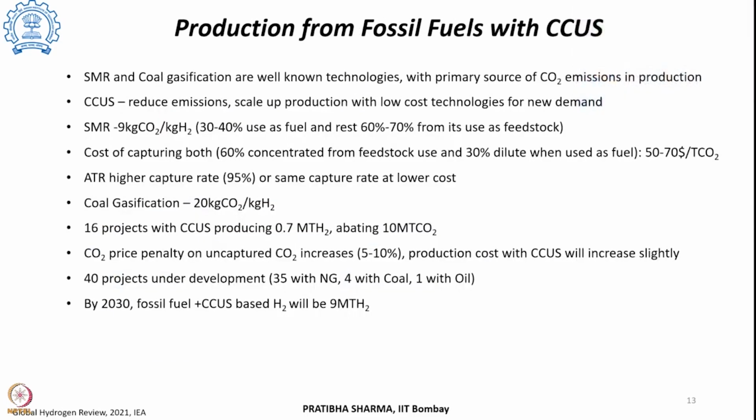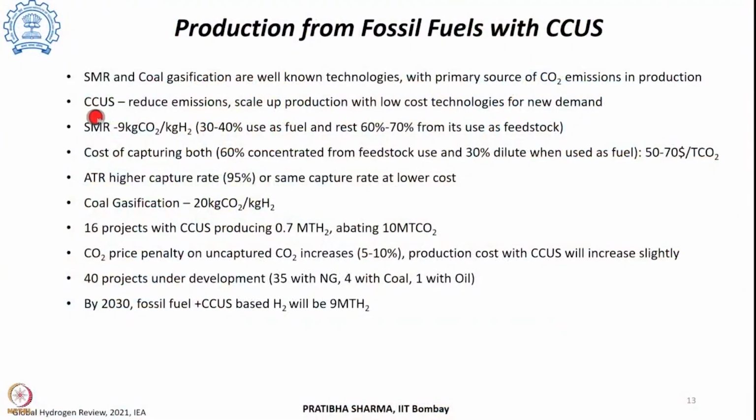Now, we know that the other possibility for a sustainable hydrogen production is that we can produce it from the fossil fuels and then integrate CCUS along with it. So, steam methane reforming and coal gasification, we know that these are very well known technologies, but then they are the major polluters also, which will release carbon dioxide emissions during the process of hydrogen production. So, it is essential that CCUS should be integrated.